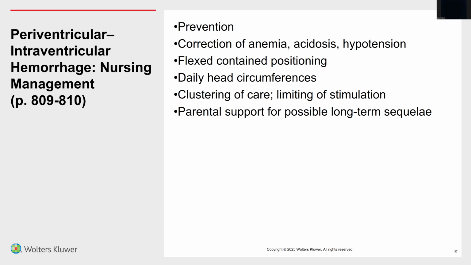We want to try to prevent this if at all possible. Sometimes it still will occur, especially in a preterm baby. Correction of anemia, acidosis, and hypotension is needed. We need to maintain the baby in a flexed position, perform daily head circumferences, cluster their care and limit stimulation, and provide lots of support and education for possible long-term problems and sequelae that the parents may not be aware of because of this.